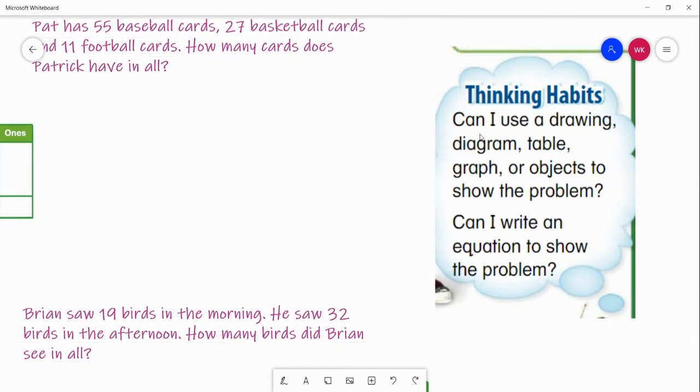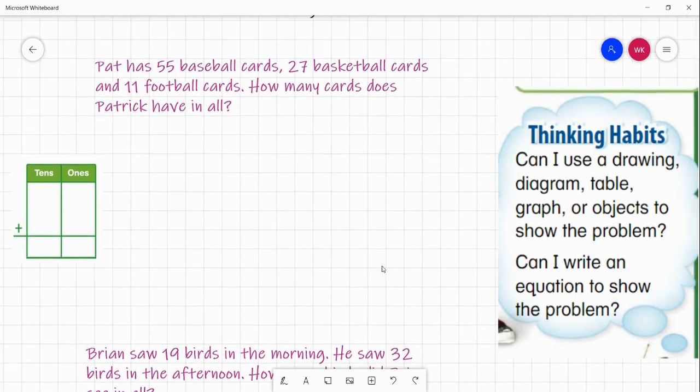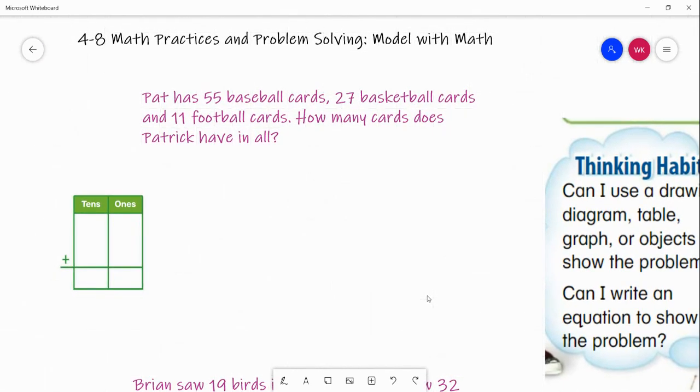It said thinking habits. Can I use a drawing, a diagram, a table, a graph, or objects to solve the problem? Can I write an equation to solve the problem? So this is just good habits to think about when you have a story problem, what you can use to help you try to figure it out. Can I use a diagram, a table, objects, so like counters, cubes, a number line? What can I use to try to help me solve this problem? So we're going to have two story problems to go over today.